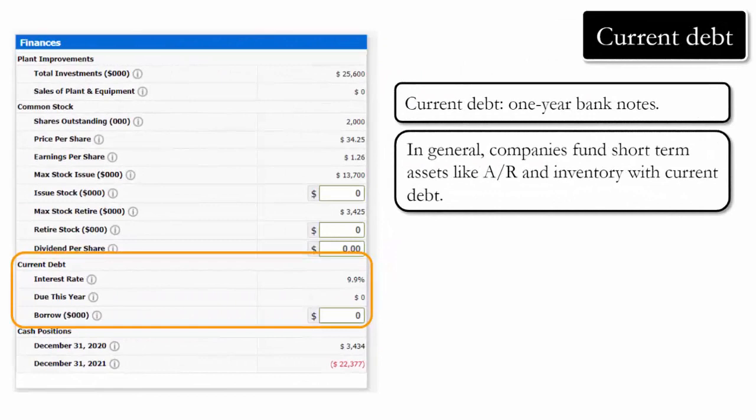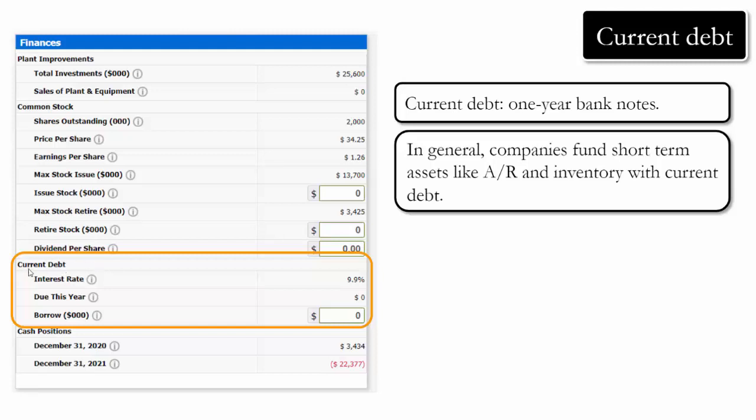The next section covers current debt. You are able to issue current debt, which consists of 1-year banknotes. Current debt is normally used to fund short-term assets like accounts receivable and inventory. You should not fund long-term investments in capacity, automation, or new products with current debt.